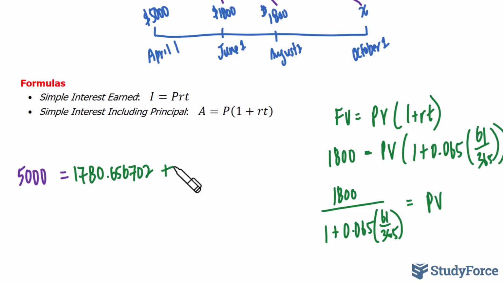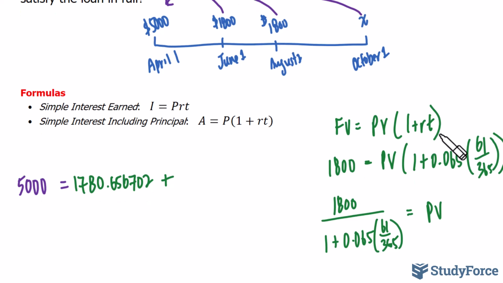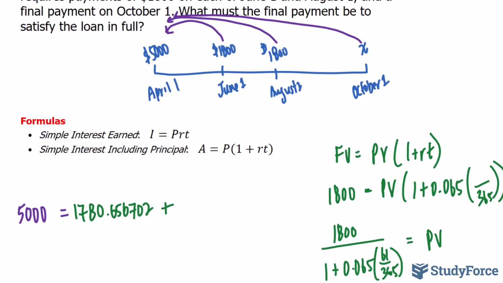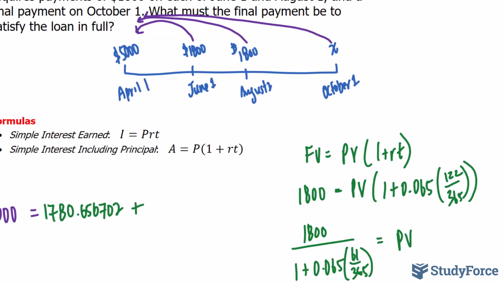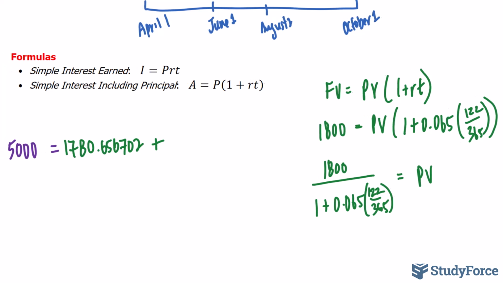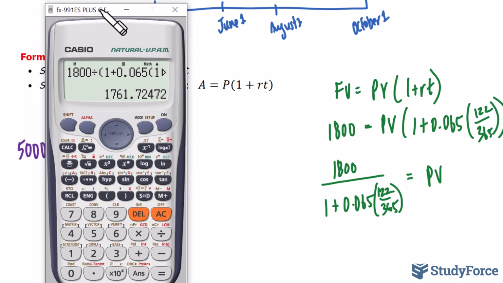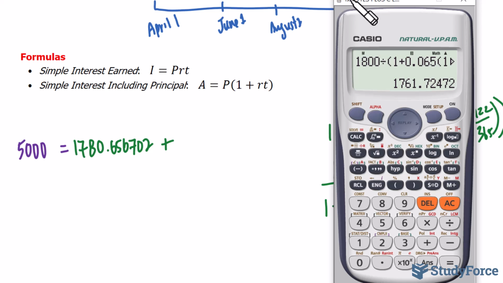And we have to repeat this 2 more times for August 1st and October 1st. We can actually reuse this equation, and all we really have to do for August 1st is change 61 to reflect the number of days that pass from April 1st to August 1st. And it happens to be 122 days. Let's repeat this calculation, but with that change. On our calculator, we'll change it to 122 days, and we end up with another present value that's roughly close to the other one, being 1,761.72472.